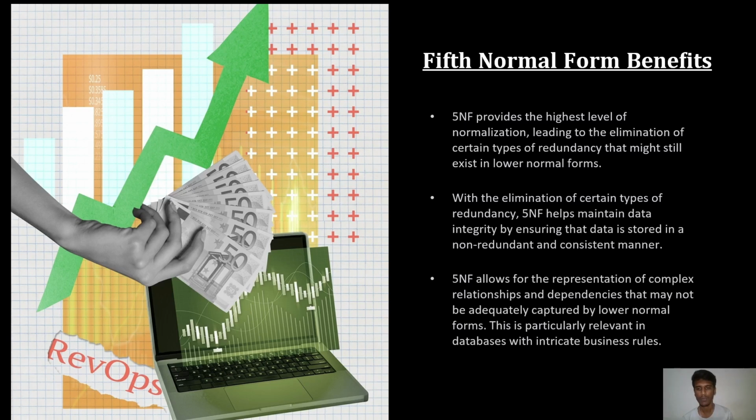5NF allows for the representation of complex relationships and dependencies that may not be accurately captured by lower normal forms. This is particularly relevant in databases with intricate business rules. Compared to other normal forms, fifth normal form provides more relations and dependencies. It is more efficient compared to other normal forms.